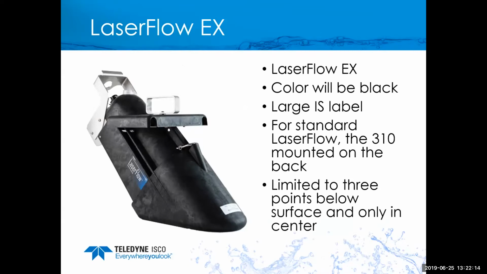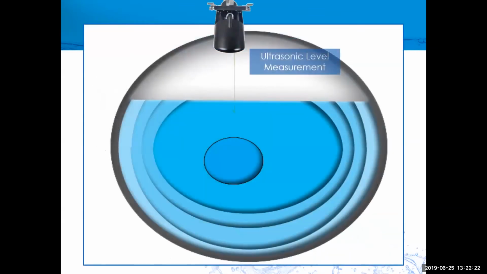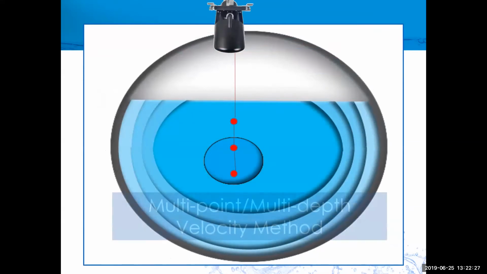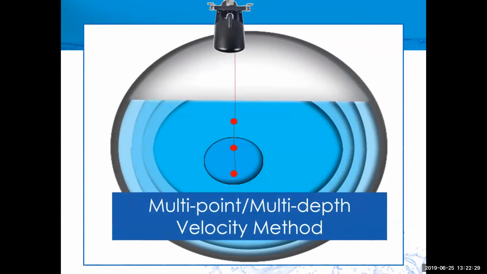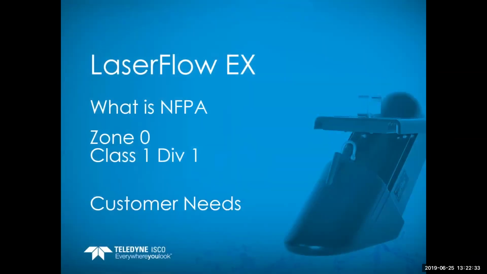The one thing that is a little bit different, due to power restrictions, is that it is limited to 3 points below the surface in the center. So we had to make some changes to that, where the standard laser can do a little bit more profiling. This is known as a multi-point, multi-depth velocity method.